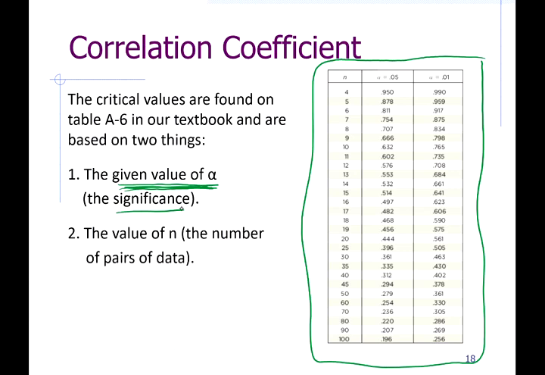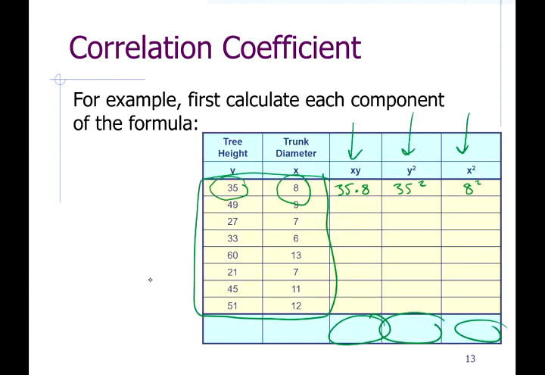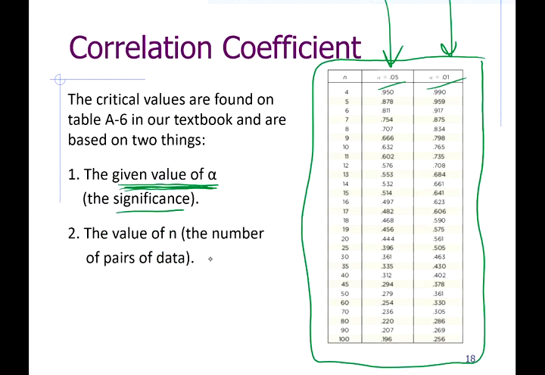So if you're doing a problem, it will say, is there a statistical correlation? Use alpha equals 0.05 or use alpha equals 0.01. So you have two columns of critical values, one for 0.05 and one for 0.01. It's also dependent on how much data you have. N is the number of pairs of data that you have. So let me go back a few slides. We have, in this case, 8 pairs of data. So as soon as you see 8 pairs of data, that tells you that we're in the row corresponding to n equals 8. Your critical values are either going to be 0.707 or 0.834, and that depends on your value of alpha. And again, that's going to be given in the problem.